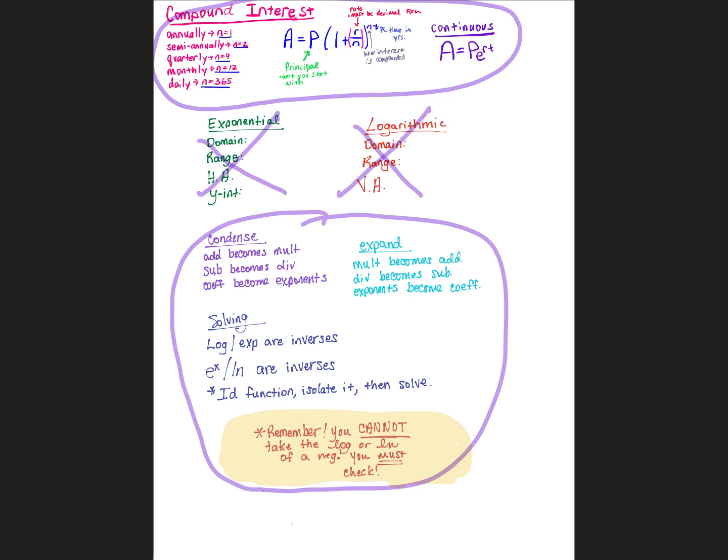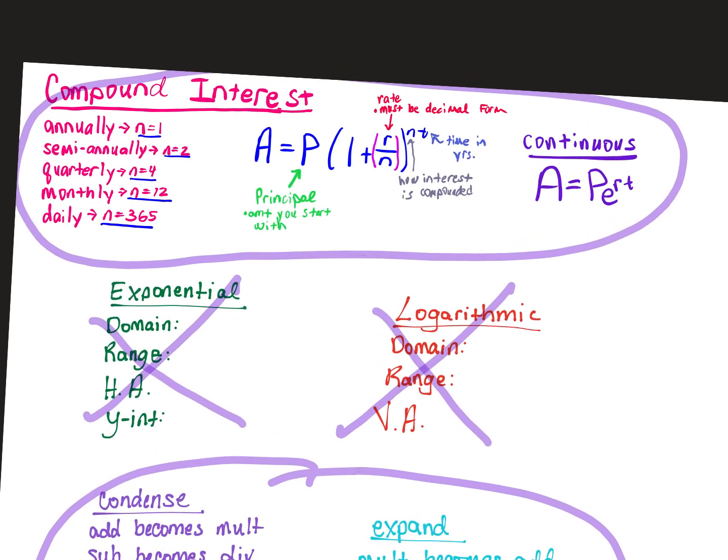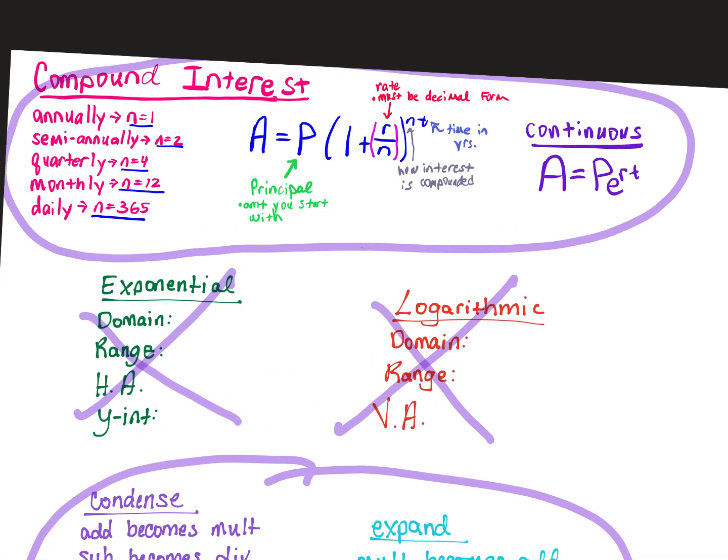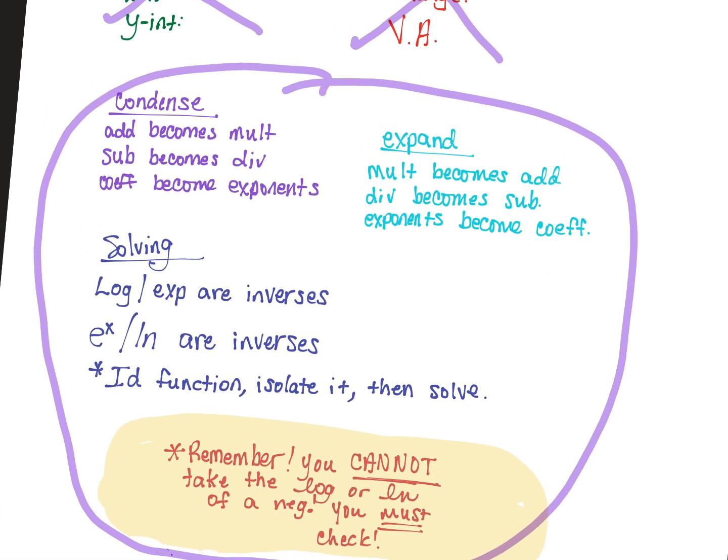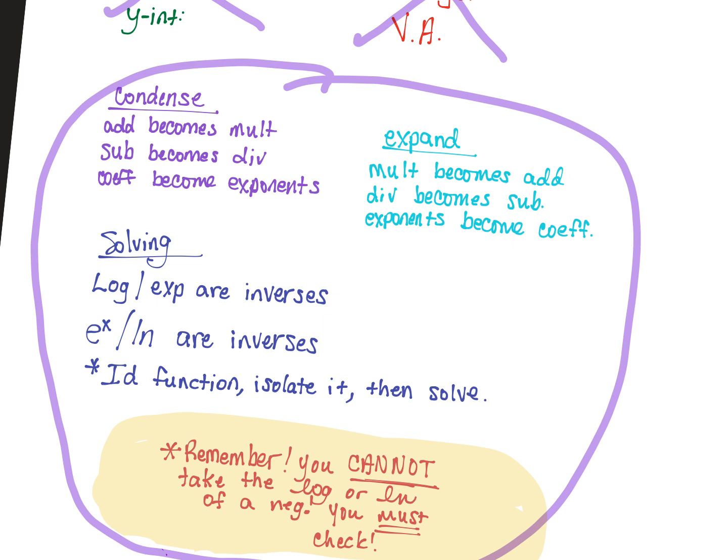Okay. Guys, you have to know your top formulas for interest. You're going to have 2 problems that have to do with interest, and you have to know all of the ways that the interest can be compounded: annually, semi-annually, quarterly, monthly, daily, all right? You absolutely have to know how to condense and expand. Condense means smush together. Expand means pull apart.